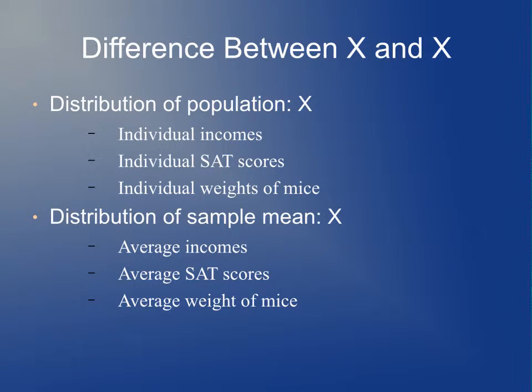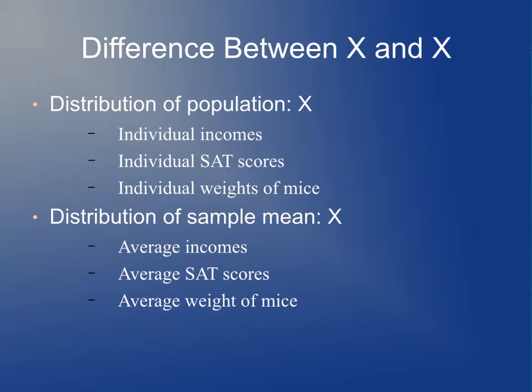So let's talk about the difference between x and x bar. Unfortunately it looks like the bar on my x's disappeared when I converted this to PowerPoint. I apologize for that, but the distribution of the population x would be the income of a given individual that you select from the population, or their SAT score, the weight of an individual mouse, whatever.